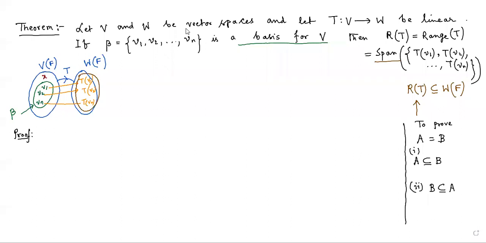Now, here we have two sets. We can consider one set, this capital A, to be R(T), and this capital B to be this entire right hand side. We need to show that R(T) is equal to the span of this set. So we have to first show that R(T) is a subset of this set, and this set is a subset of R(T). If we can do this, we will be able to write that R(T) is the span of these elements. So we are going to do this.